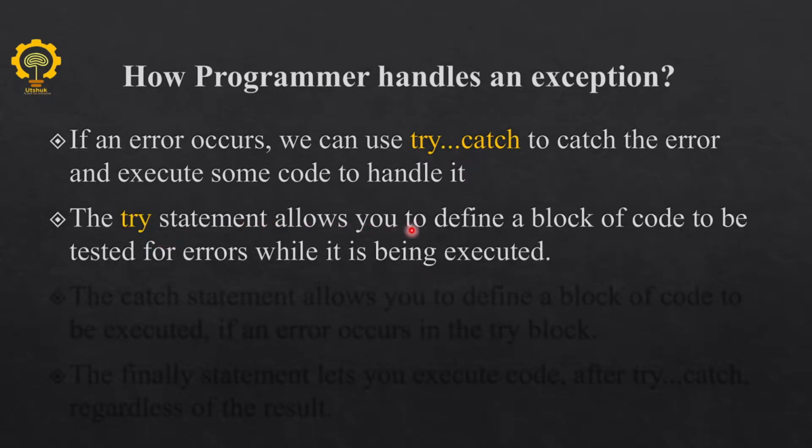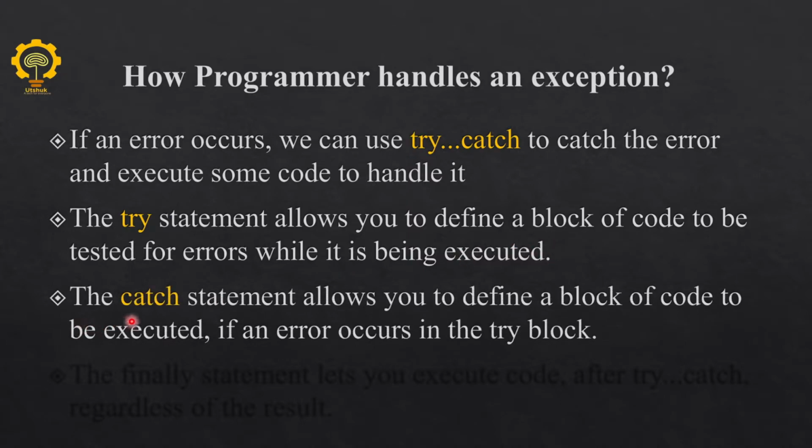The try statement allows you to define a block of code to be tested for errors while it is being executed. So inside the try block, we will write the code that can throw the exception. And the catch statement allows you to define a block of code to be executed if an error occurs in the try block. So whenever the try block throws an error, the catch block is going to catch the error and handle the exception thrown by the try block.